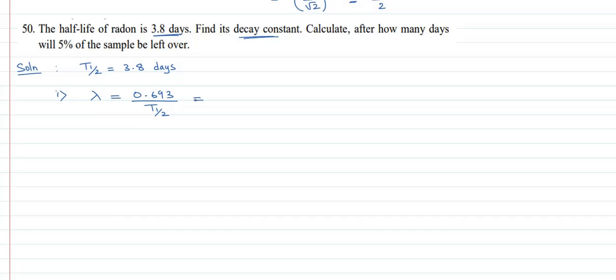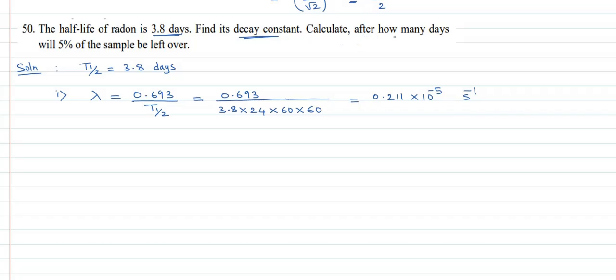Substitute the value in seconds. So 0.693 divided by 3.8 days. So 1 day is equal to 24 hours, 1 hour is 60 minutes, 1 minute is 60 seconds. So if you simplify this, you will have it in seconds. Divide by all these terms, and finally you will have the answer 0.211 into 10 raised to minus 5 per second.